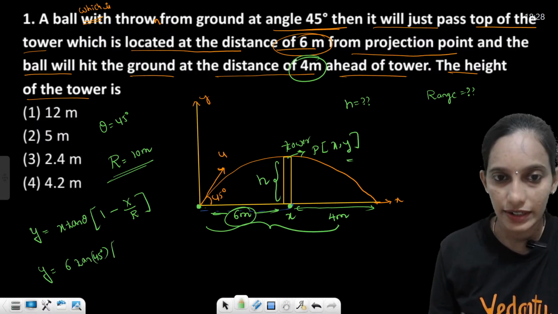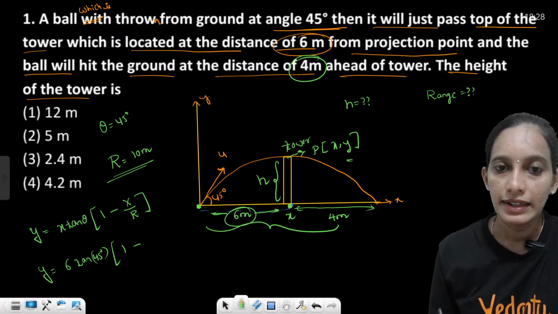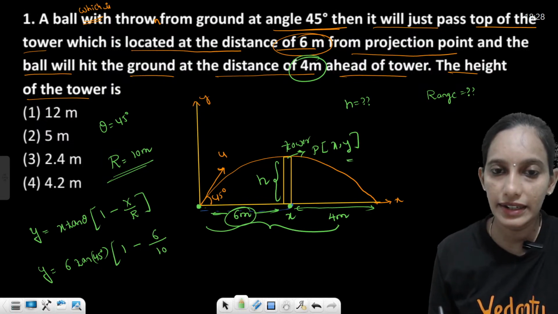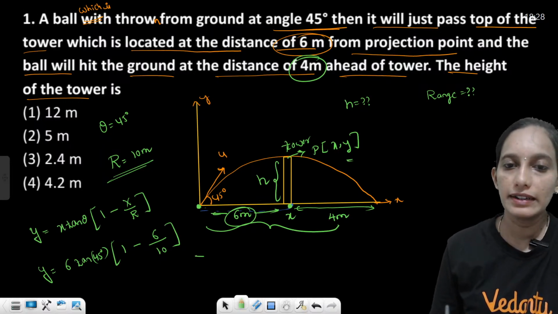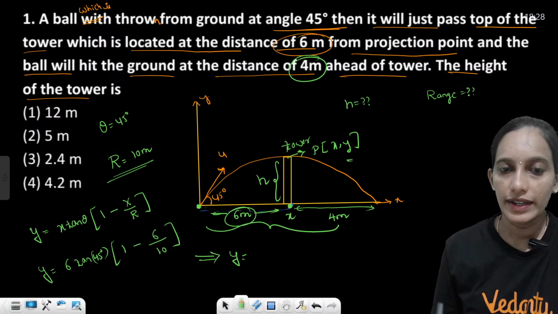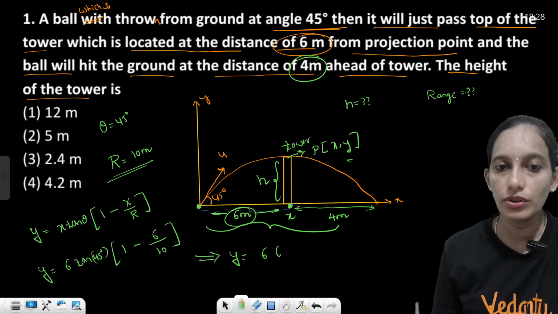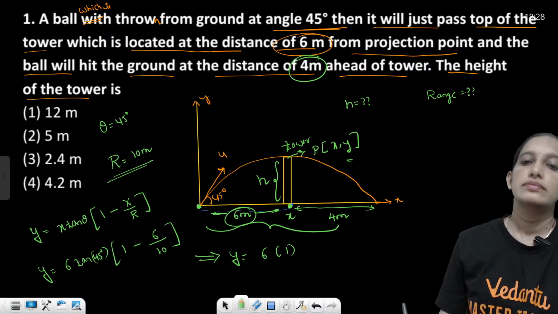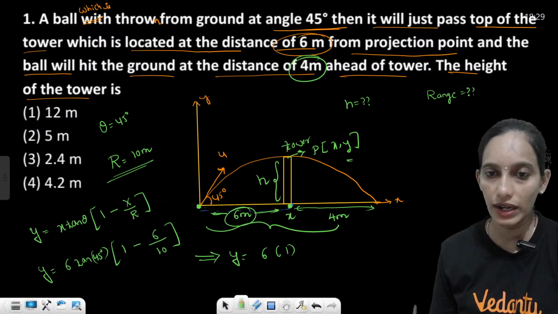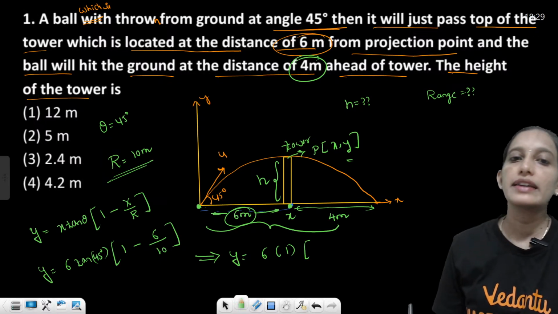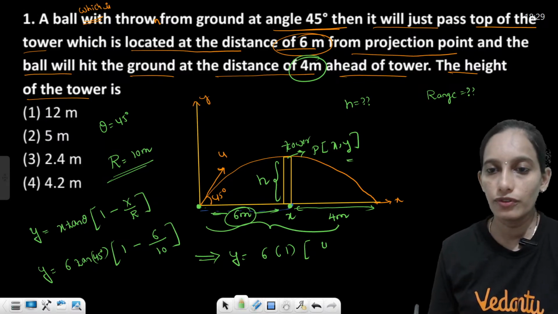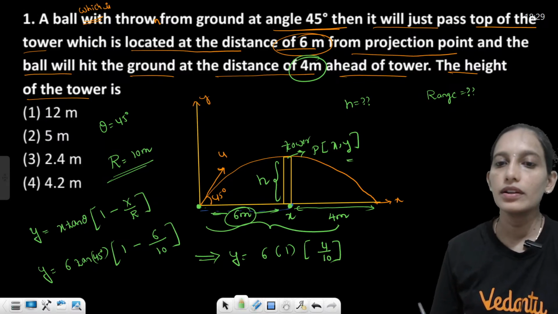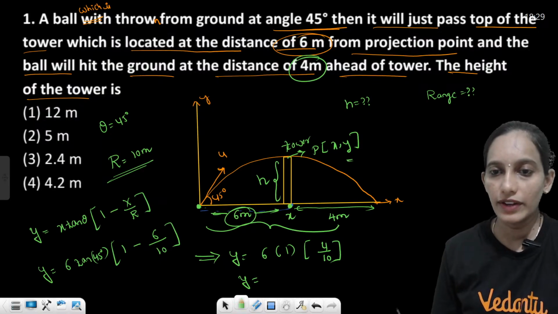tan 45 degree into 1 minus x under 6 divided by the range is to 10. Yes. So then simplify madi. Let me just write here. Y is equals to 6 into tan 45 value 1. Correct? Tan 45 degree is 1 into 1 minus 6 by 10, 10 minus 6 is 4, 4 by 10 agutte. Okay, so idana further simplify madidre what do we get?